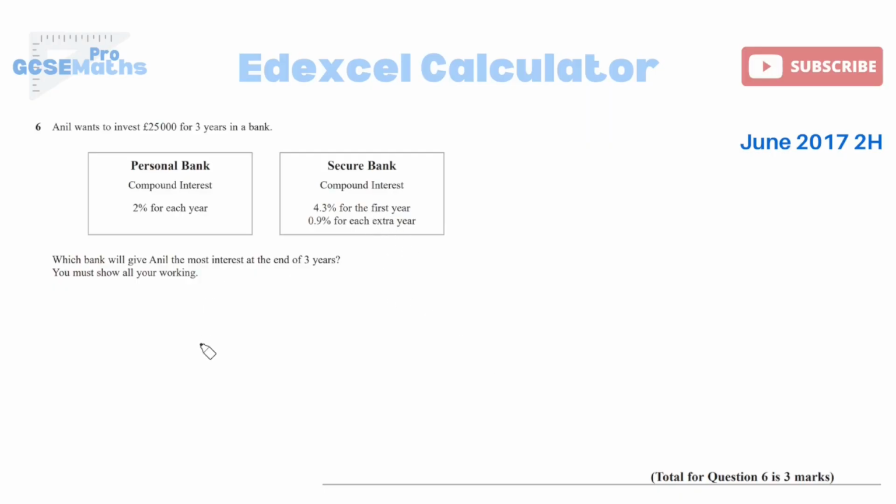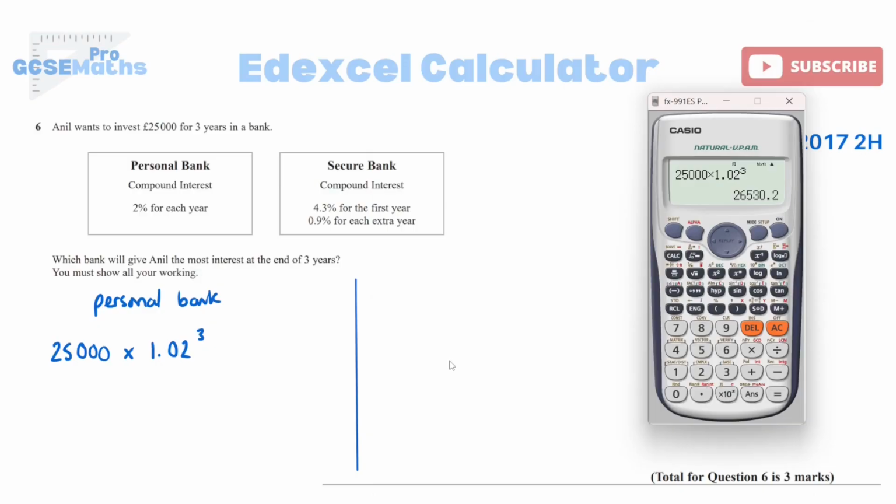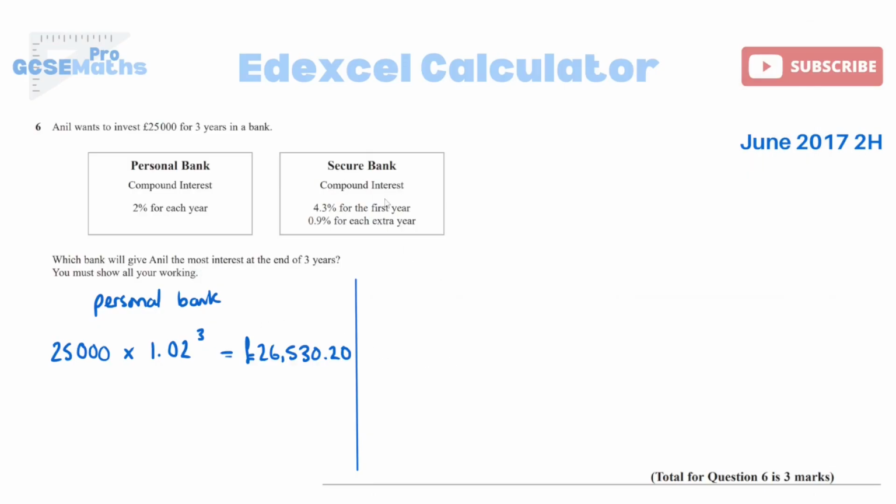So just grab the formula that's on your formula sheet if you don't already know it. We're just going to deal with them both separately. So for the first one, obviously the principal amount or the initial amount is just 25,000. Then we multiply that by 1 plus 2% over 100, or if you're happy to convert it into a decimal straight away, it's 1.02. Now that's then to the power of how many years? So that's 3 years, so cubed. Now I just need to put it into my calculator. And that gives me £26,530.20.